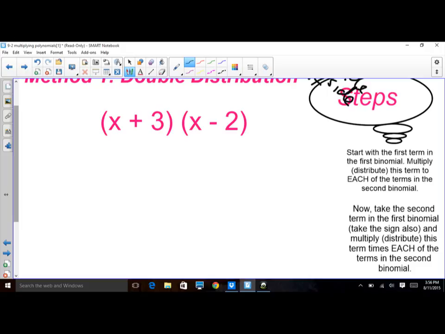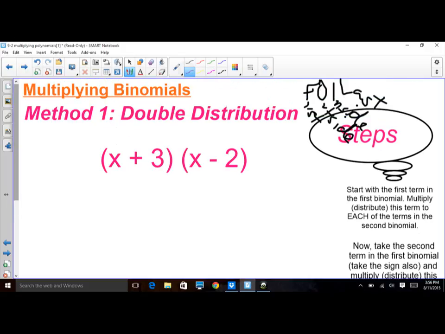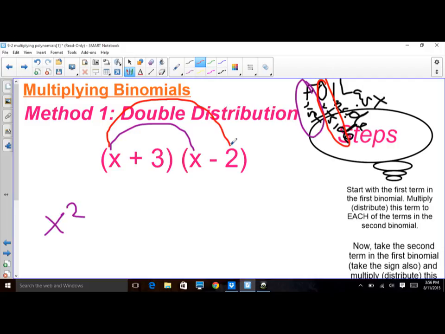So first we have the F, right? The F in FOIL stands for first. So we're going to take the first two terms in each of the binomials and multiply them together. Well, x times x, that's x squared. Pretty simple. Next, we have O, which stands for outside. So I'm going to take the two terms that are on the outside of the parentheses, and I'm going to multiply them together. Now remember, signs do matter. This is a negative 2 times x, which gets us a negative 2x. And you can already see this rainbow forming above here. That's what we want.